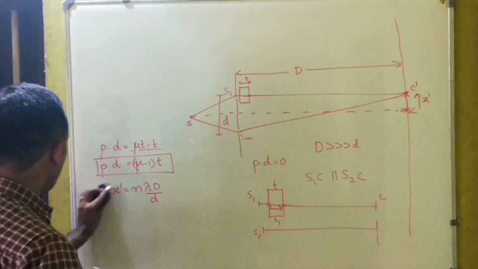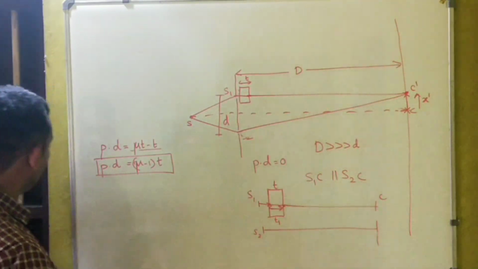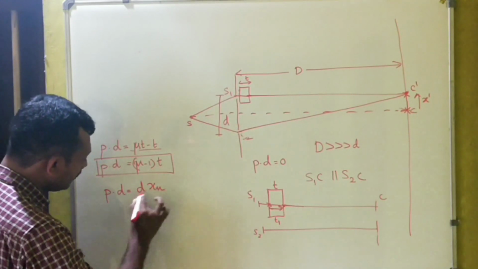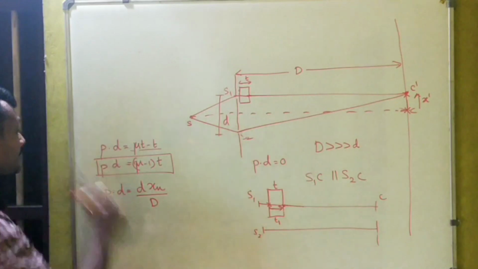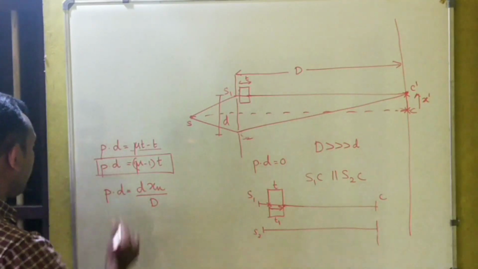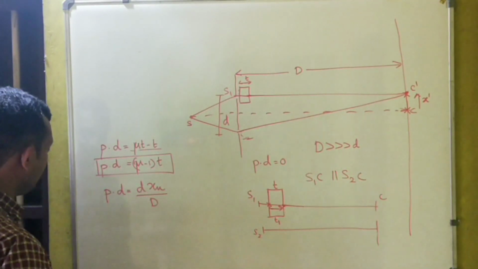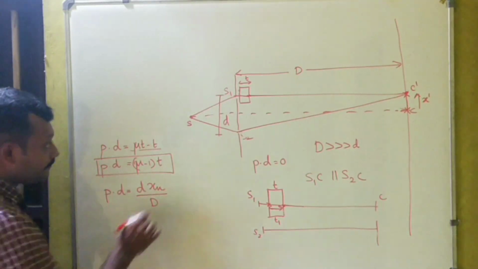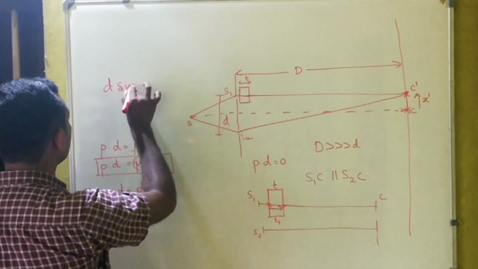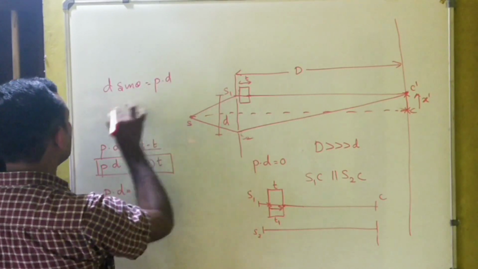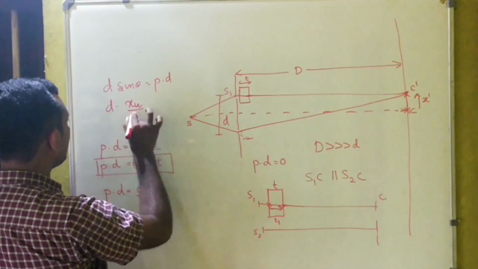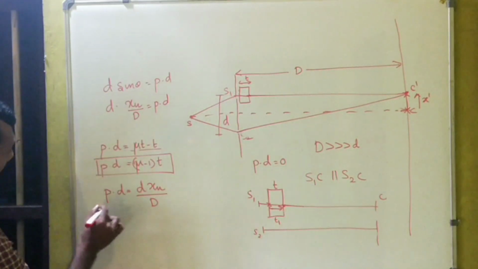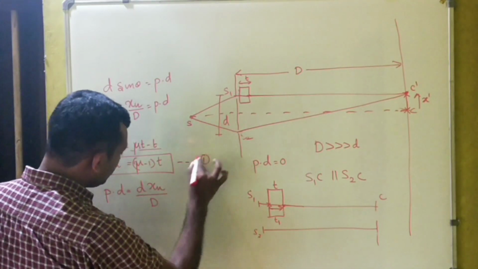So what we have learned is the path difference. Path difference is equal to small d into xn divided by capital D, as in our discussion. That is the path difference, because d sine theta is the path difference. So d into sine theta is d into xn divided by capital D. So the path difference is equal to that much. This is equation number 1. This is equation number 2.